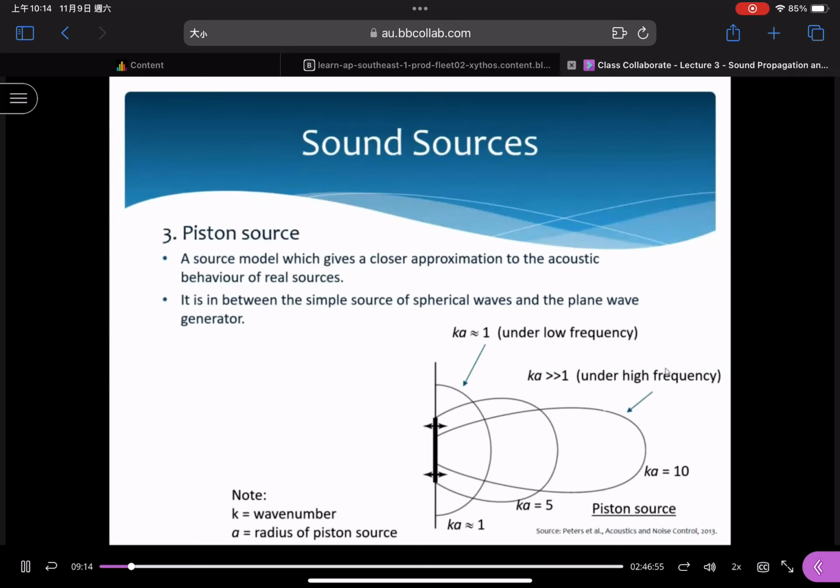This piston source is more realistic. It is in between a simple spherical wave and a plane wave generator. This model can give a closer approximation to the acoustic behavior of real sources. When we refer to this diagram, what is a? a is the radius of this piston source, its dimension, and k is the wave number.